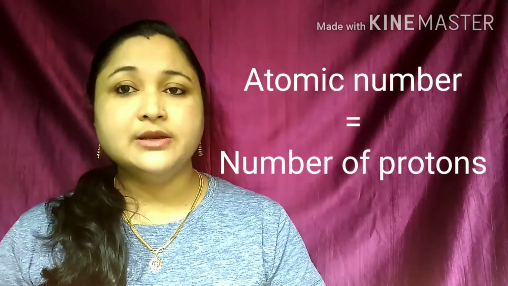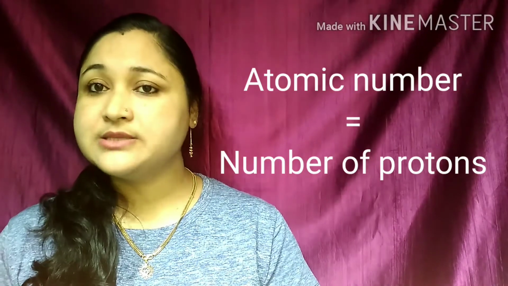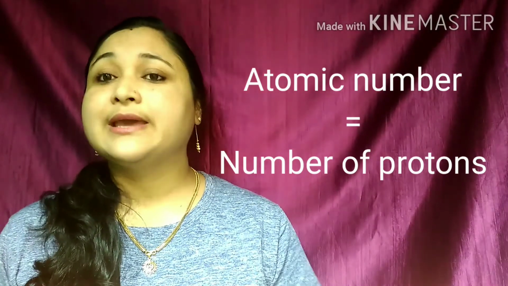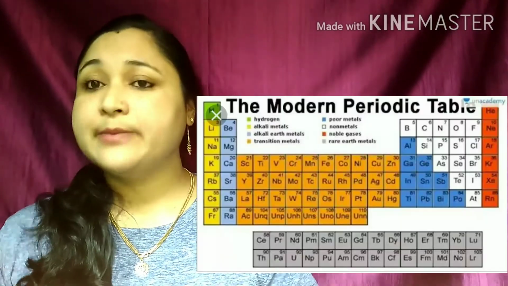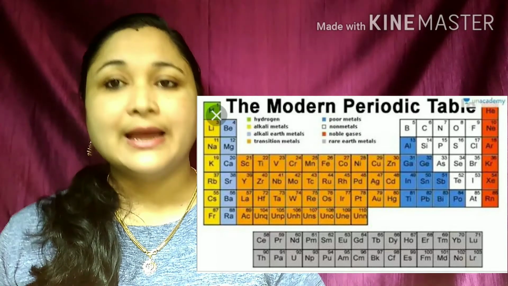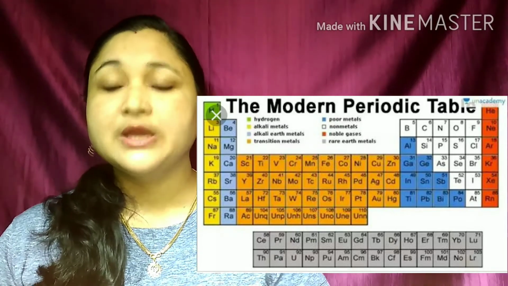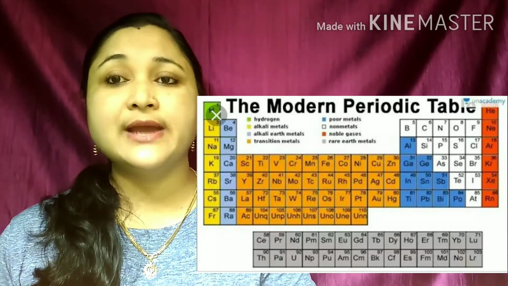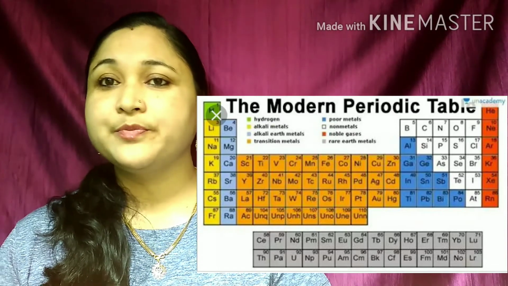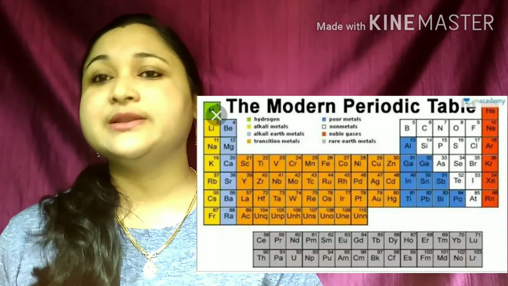So the modern periodic table has all the 118 elements arranged in a systematic and organized manner, so that we can easily study the chemical and physical properties, and how the elements react, by just looking at the element's position in the periodic table. Now the whole table has been divided into 18 vertical columns known as groups or families, and it also has 7 horizontal rows which are also known as the periods.